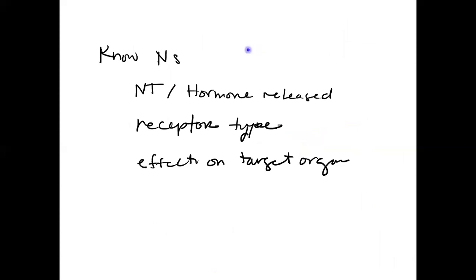Okay, so for this PowerPoint, what do you need to know? You need to know the different nervous systems, right? I want you to know the neurotransmitters released from the nerves, or the hormone released. So the neurotransmitters, we have norepi and acetylcholine. The hormone is epinephrine. The receptor type that they bind to: is it a nicotinic cholinergic receptor? Is it a muscarinic cholinergic receptor? Is it an adrenergic receptor? And then what's the effect on the target organ?